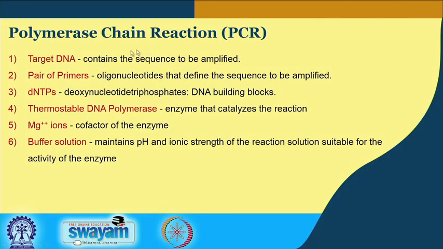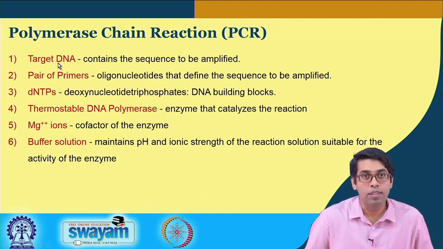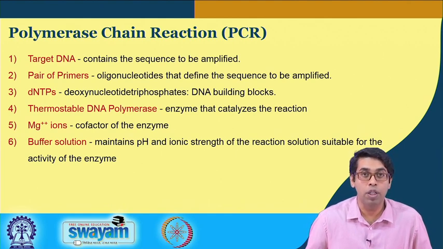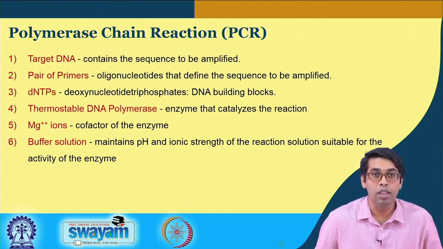Okay. So, these are the components of polymerase chain reaction. The first one is the target DNA. It is the chromosome of the organism from which we want to extract a gene. So, that gene is our target. Then we have a pair of primers. I will talk about the design of primers in the next lecture.